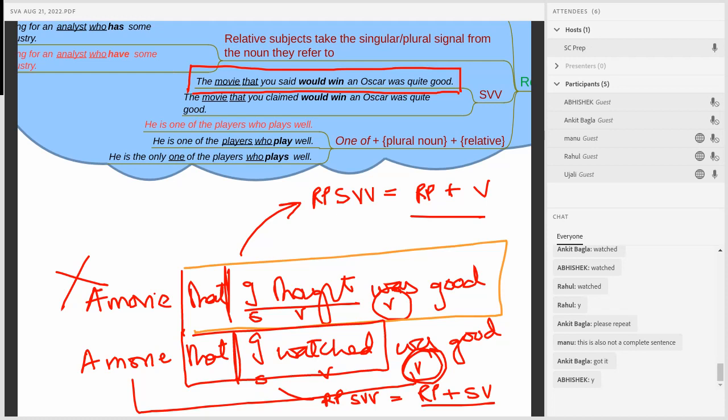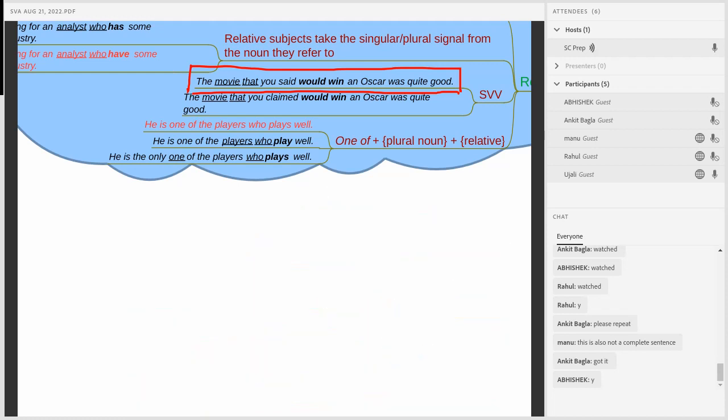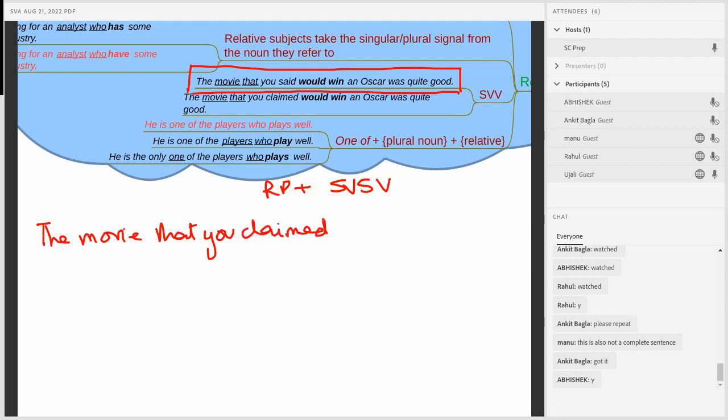Awesome. Now we're going to consolidate over here. I'm going to give you one more example. This is the SVSV pattern. All right. Now, the movie that you claimed I would enjoy watching. Okay. Many subjects, many verbs, slightly longer than what we've been looking at till now.